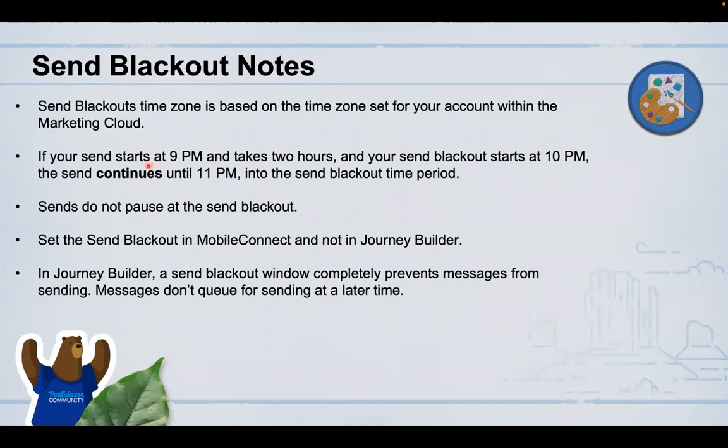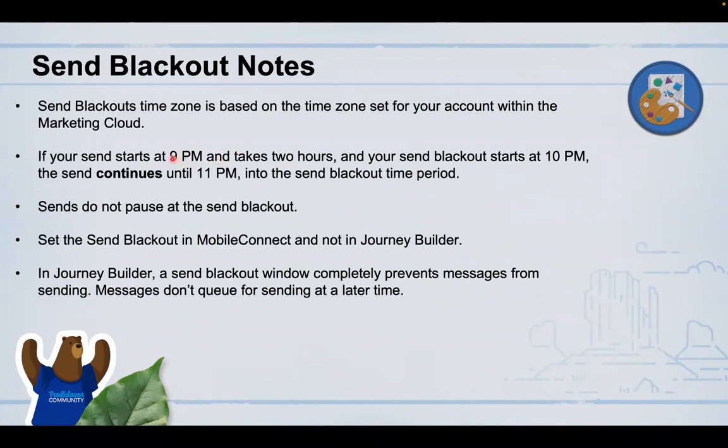Let's say you set the blackout period as 9 p.m. to 11 p.m. Okay. And your send is starting at 9 p.m. And let's say the send will take 2 hours to complete. Sorry, and the send blackout starts at 10 p.m. So your blackout starts at 10 p.m. You do not want to send out an SMS after 10 p.m. But your SMS has already started at 9 p.m. and it is still sending, and it will take 2 hours to complete this entire process.